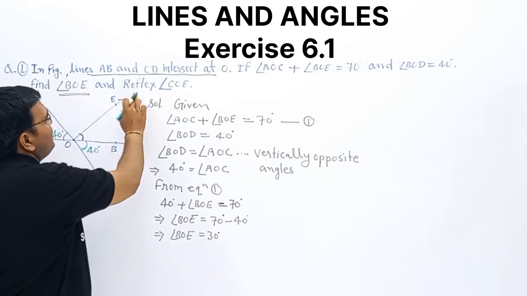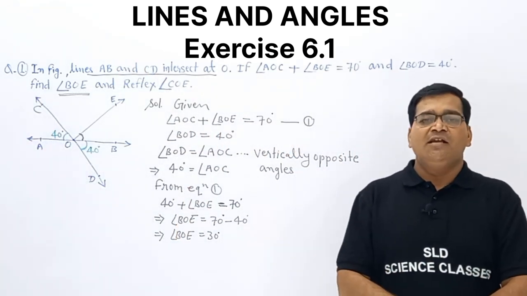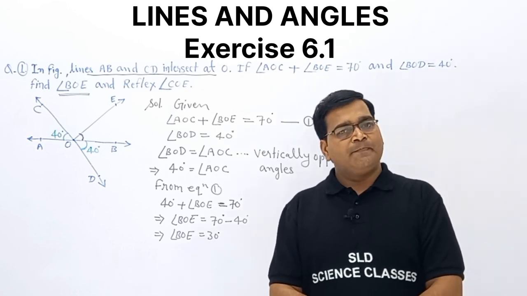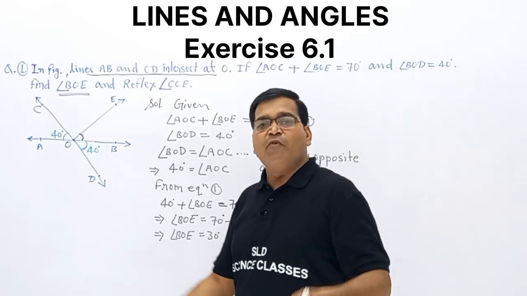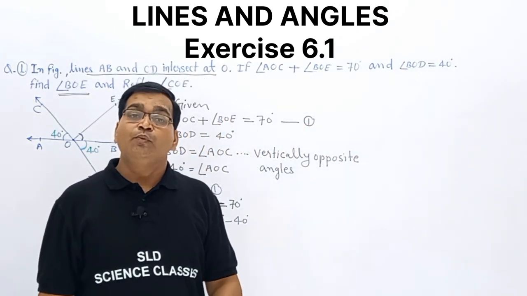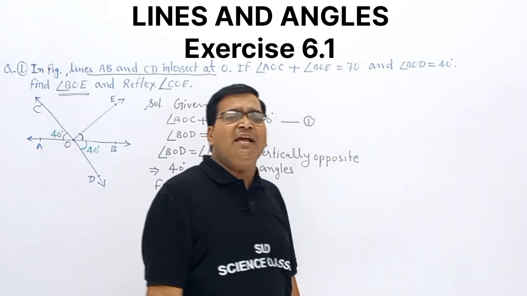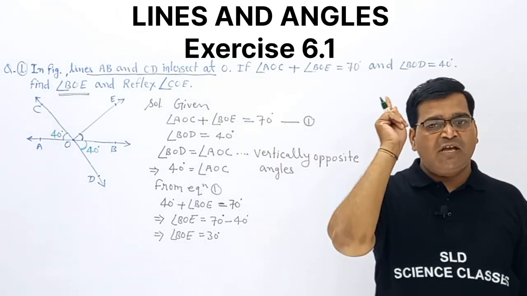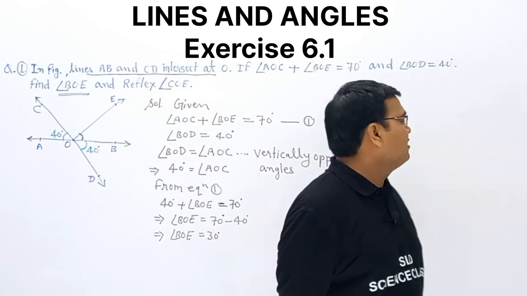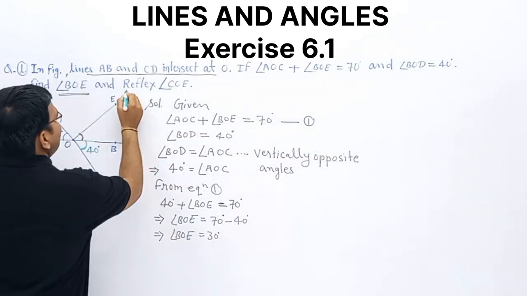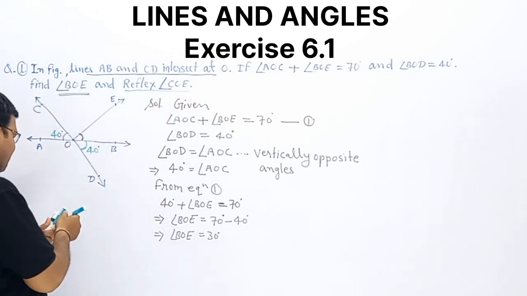Now we want reflex of angle COE. What is the meaning of the reflex angle? We studied already reflex angle. How we are getting it: any angle we are having, we want that angle's reflex, then we will subtract that angle from 360 degree. Any angle's reflex angle we can find. How we will find? We will subtract that angle from 360. 360 minus angle will be what? Reflex of that angle. So we want to find reflex of angle COE. Where is the COE? We want the reflex of this angle.